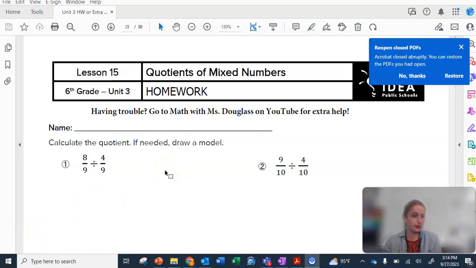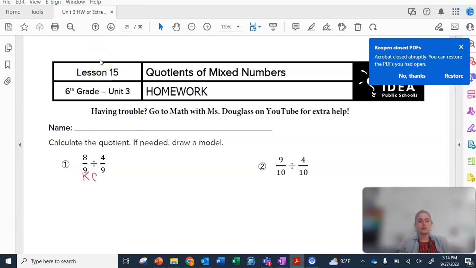The first two are easy. We don't even have to change any mixed numbers. So we're just going to keep, change, flip. Okay. Draw a model if needed. If you want to draw the picture, go for it. If you don't, that's fine too.